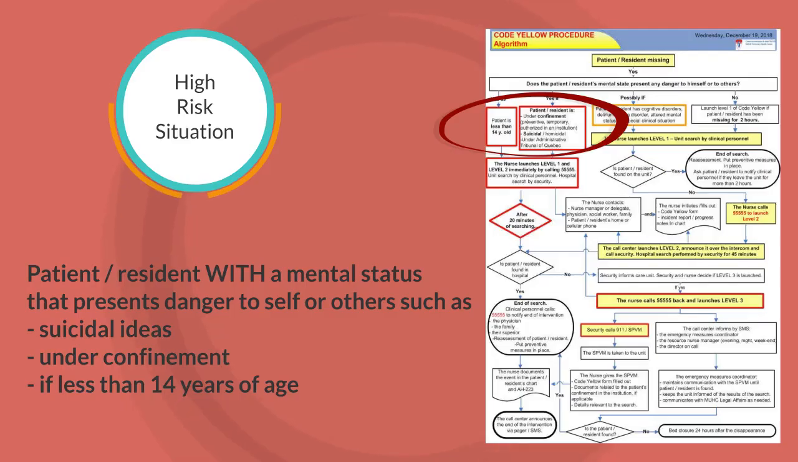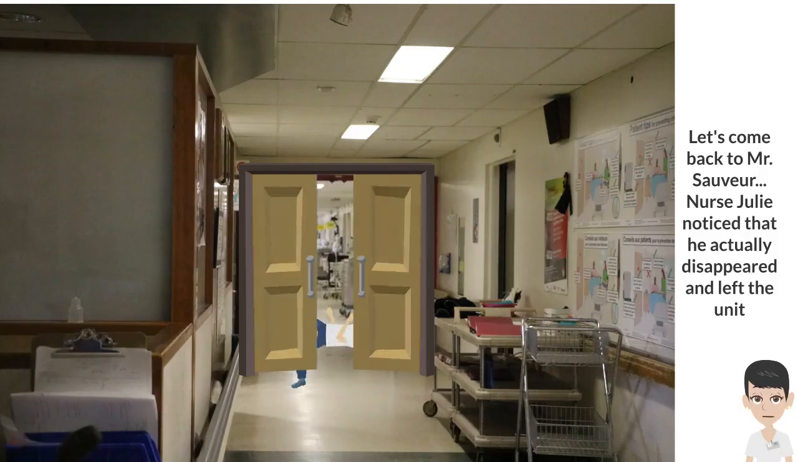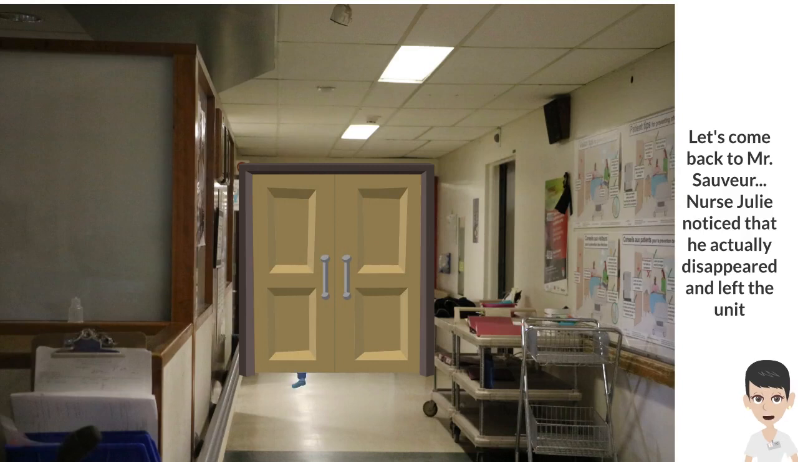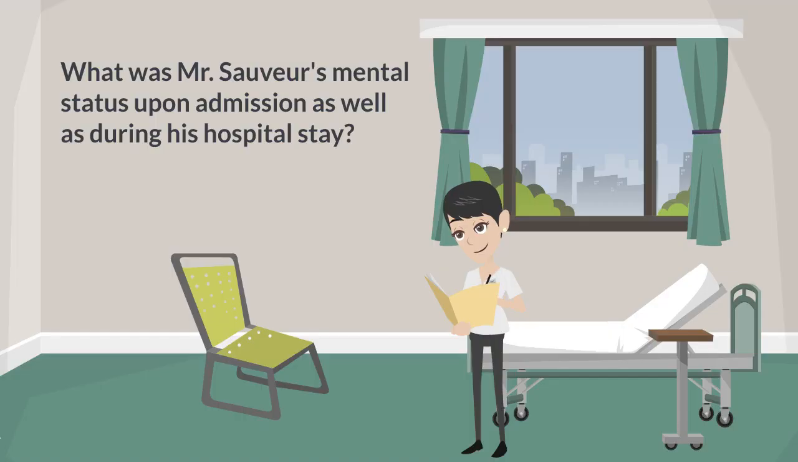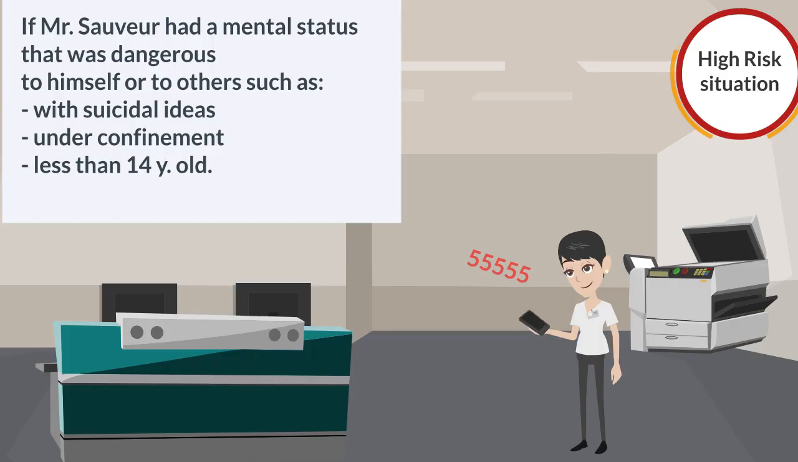Here is a scenario of a patient who presents with high risk. Oh no! I believe that Mr. Silver has escaped from the unit. Julie will now verify Mr. Silver's chart and verify the mental state that he presented in. She'll also verify whether he's suicidal, on confinement, or less than 14 years old.